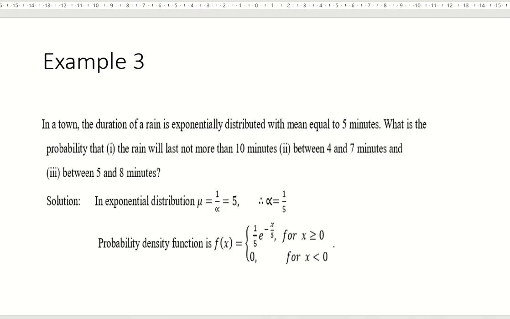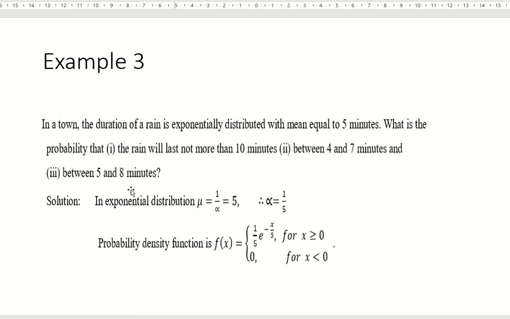Okay, now let us move to another example. In a town, the duration of rain is exponentially distributed. See here, they have clearly mentioned exponentially distributed. You have to remember the probability function: alpha e power minus alpha x, with the mean equal to 5 minutes. Again, the mean is 1 by alpha, given as 5. What is the probability that the rain will last not more than 10 minutes, between 4 and 7 minutes, and between 5 and 8 minutes?